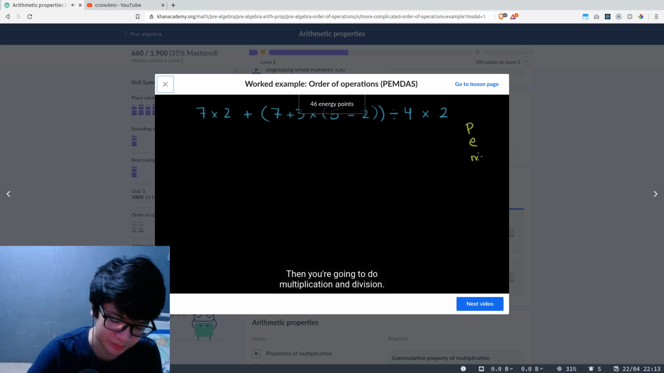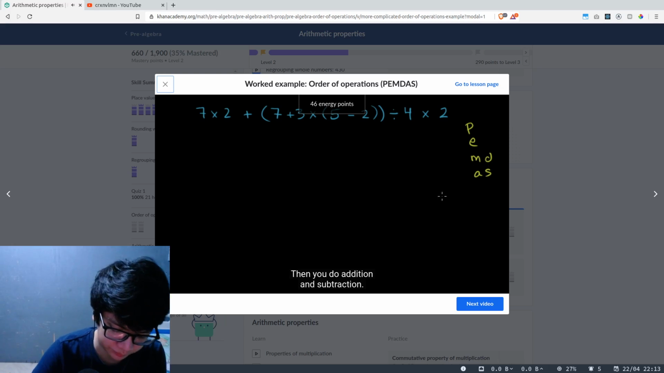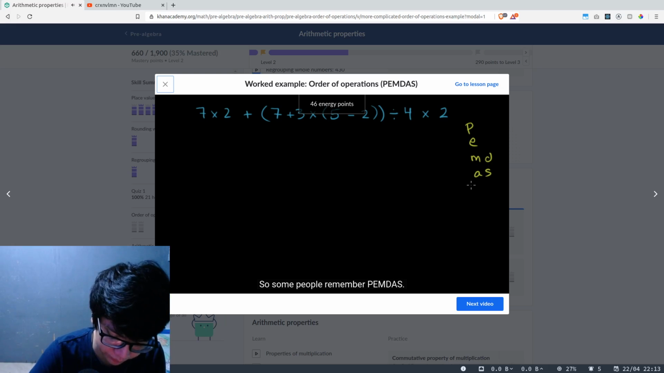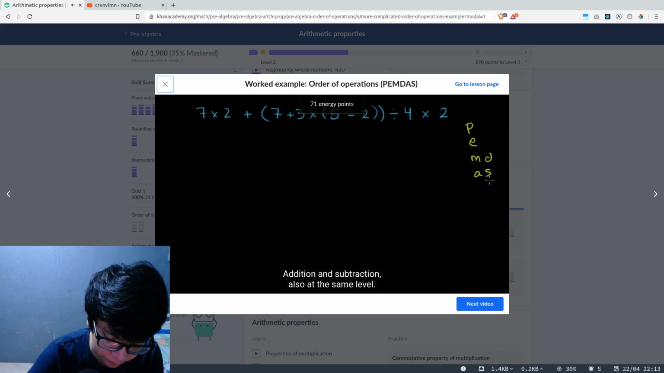Then you're going to do multiplication and division. They're at the same level. Then you do addition and subtraction. So some people remember PEMDAS. But if you remember PEMDAS, remember multiplication and division are at the same level, and addition and subtraction are also at the same level. So let's figure out what order of operations says this should evaluate to.